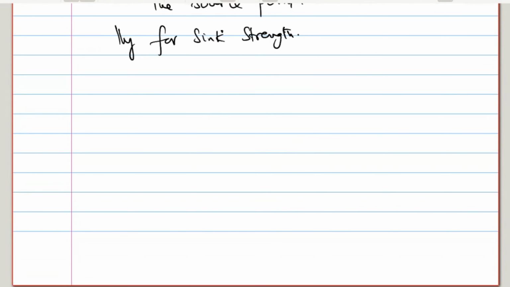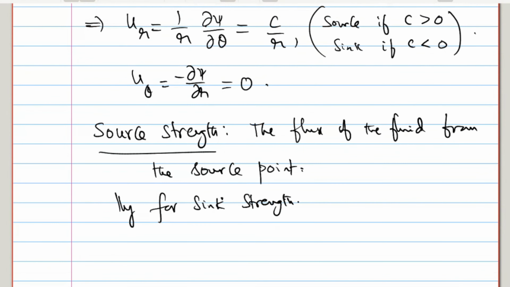Basically, it's a volume flux, right? So you're not seeing it as a mass. If you add that rho constant, the density, that is basically your mass flux. If you don't have rho, then it is called the volume flux of the fluid. Okay, the amount of fluid you're asking. The volume flux of the fluid from the source point, which we defined.